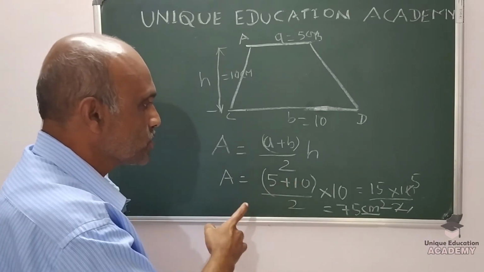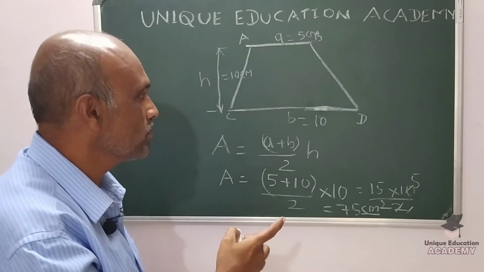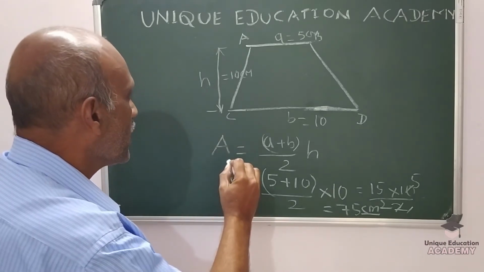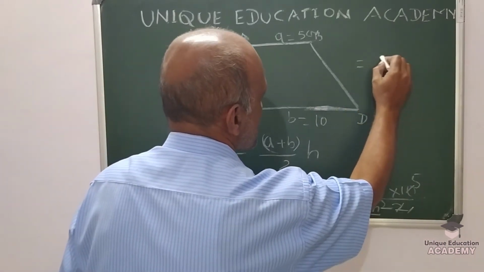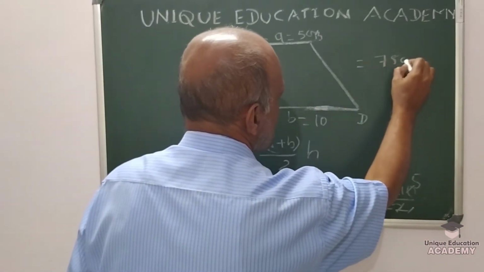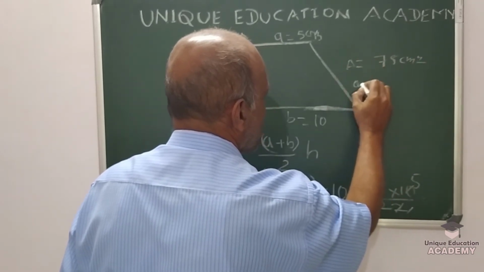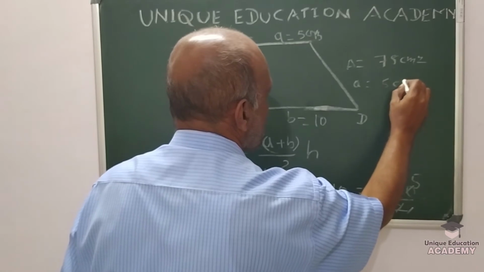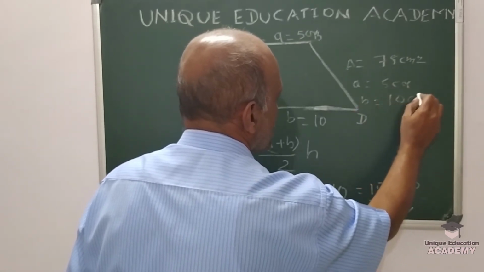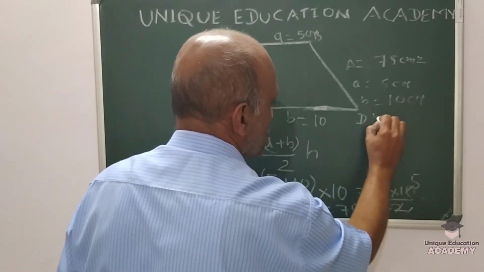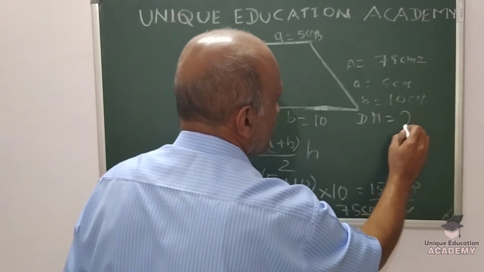Now, after knowing how to find the area using this formula, we will move on to the second type of problem, in which the area will be given to you. Say area is 75 centimeter square and a is given as 5 centimeter and b is given as 10 centimeter. In such a case, they may ask you to find what is the height of the trapezium.